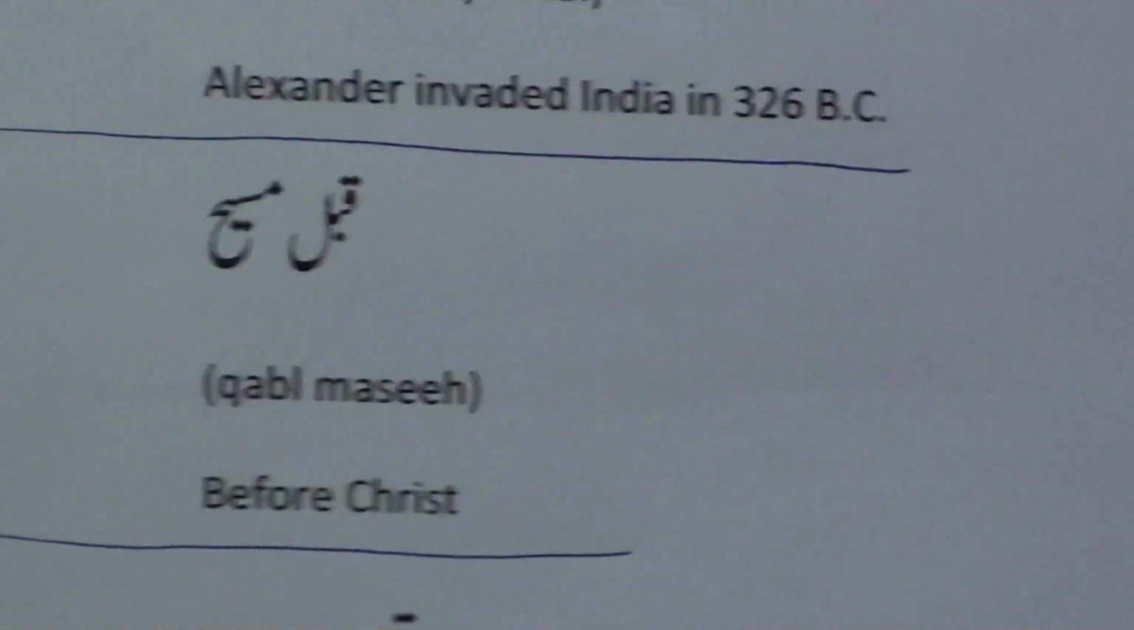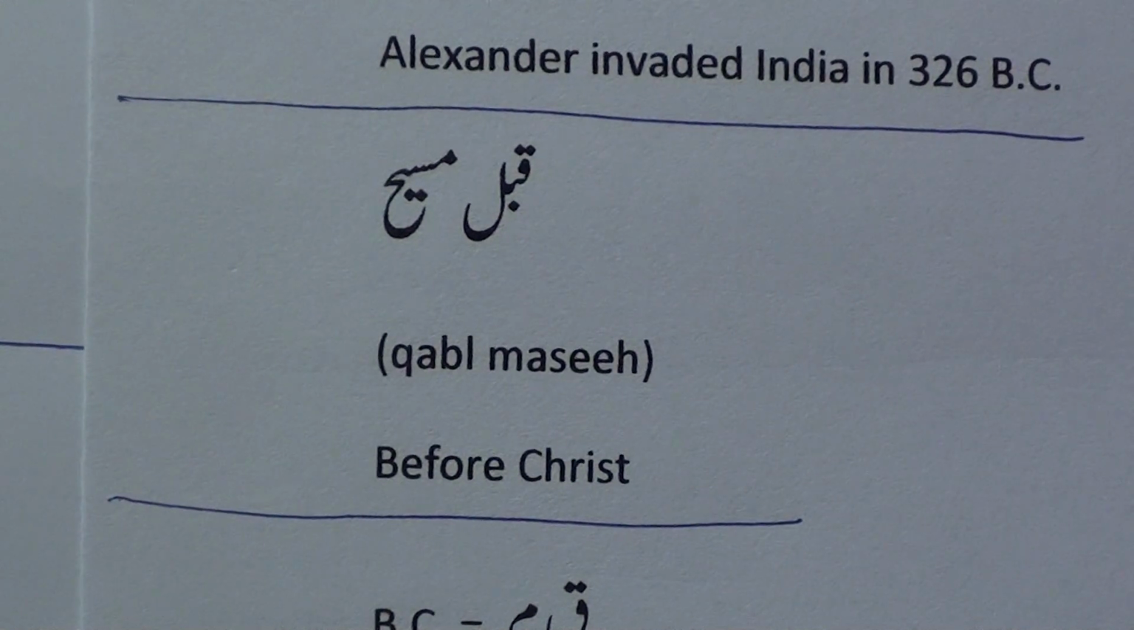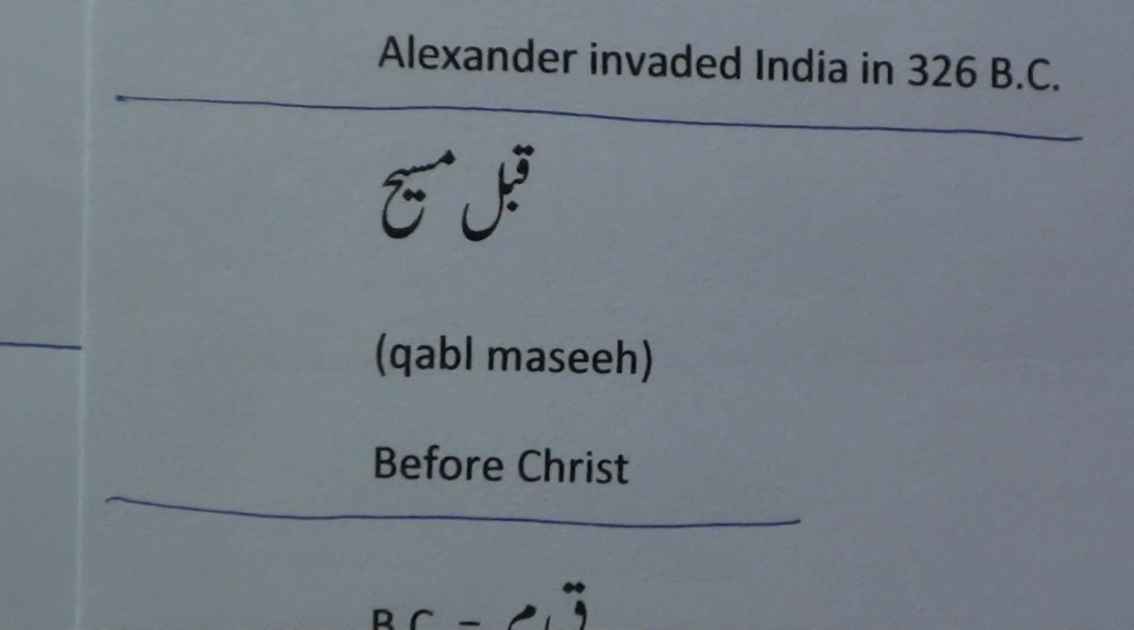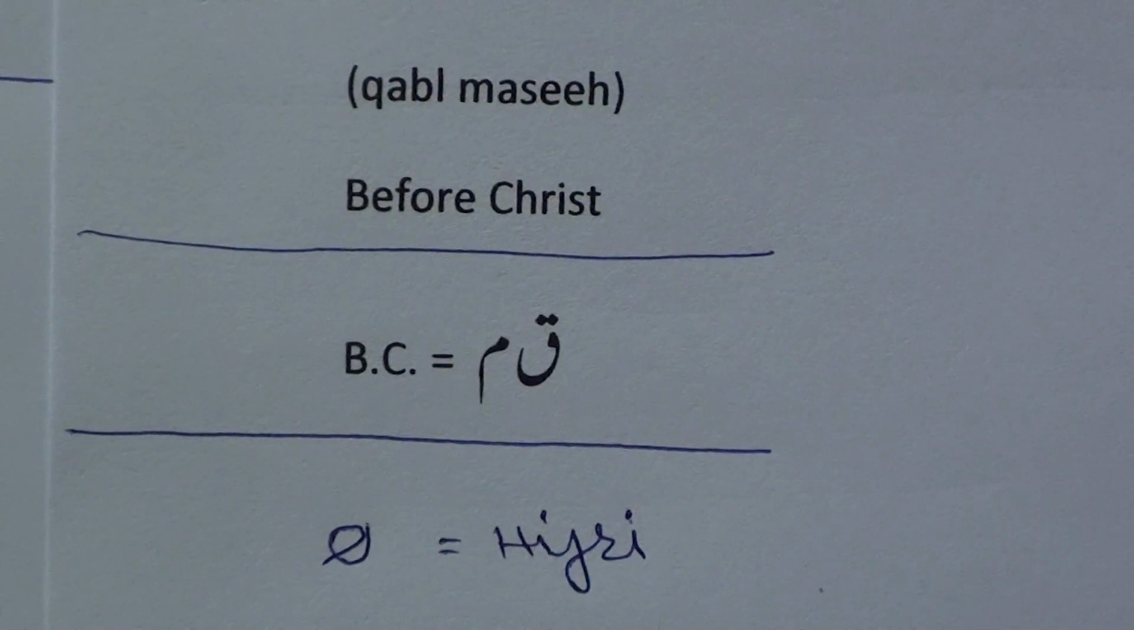Qabl Masih. Qabl means before. Masih, Christ. Qabl Masih means before Christ. BC is the abbreviation of before Christ. So Qaf Mim is abbreviation of Qabl Masih. So BC, that is Qaf Mim, Qabl Masih.